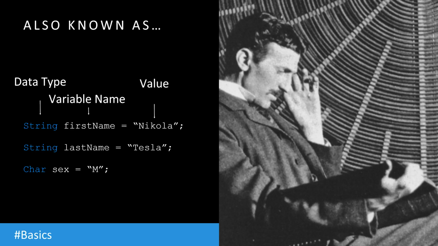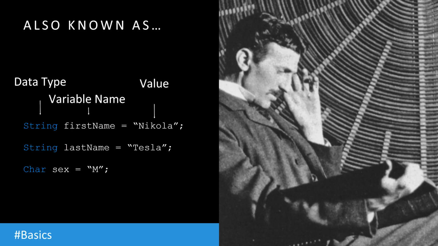The item on the far left is what's known as the data type. So do you have a string or a character? That's the data type. Then the variable, that's what we're doing, we're creating a variable, and the variable has a name. So that's the second item, the variable name. So first name, last name, sex, those are all variable names. And then each variable has a value.